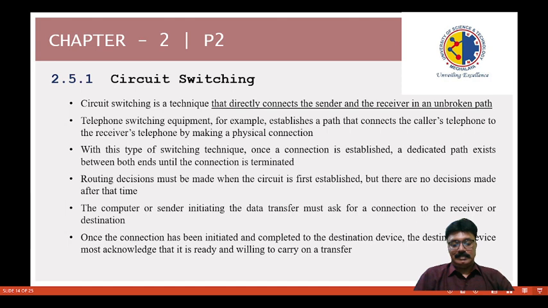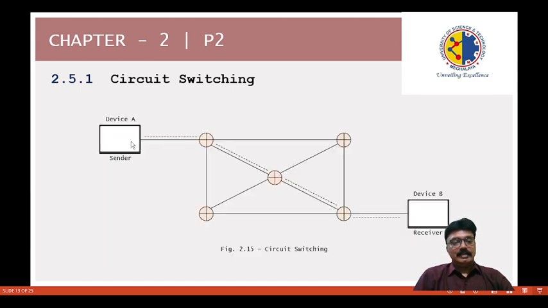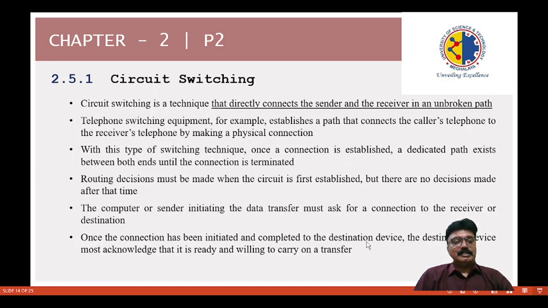The sender is this device. Between sender and receiver is the network. The network consists of five routers, or maybe switches. The data needs to travel from device A to device B, which will create a standard path. From this router, data will travel to here, then finally it will reach the receiver. That is circuit switching. There is a direct connection between the sender and receiver in an unbroken path. That is the circuit switching technique.